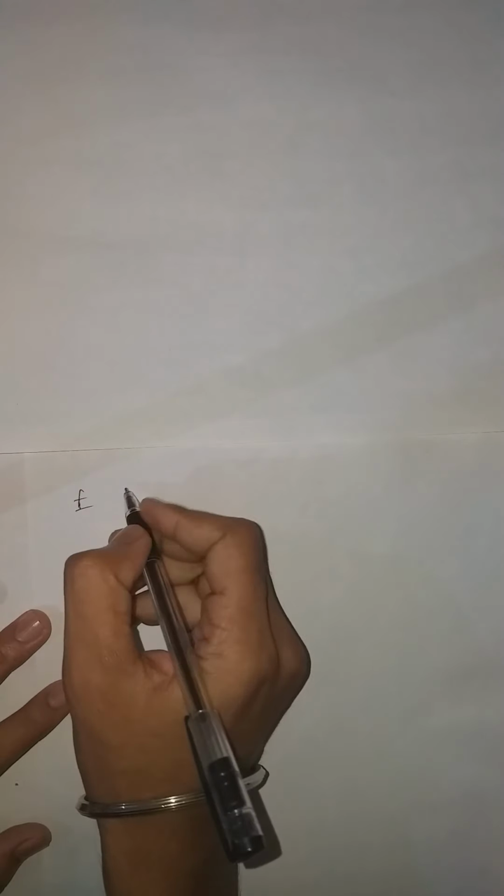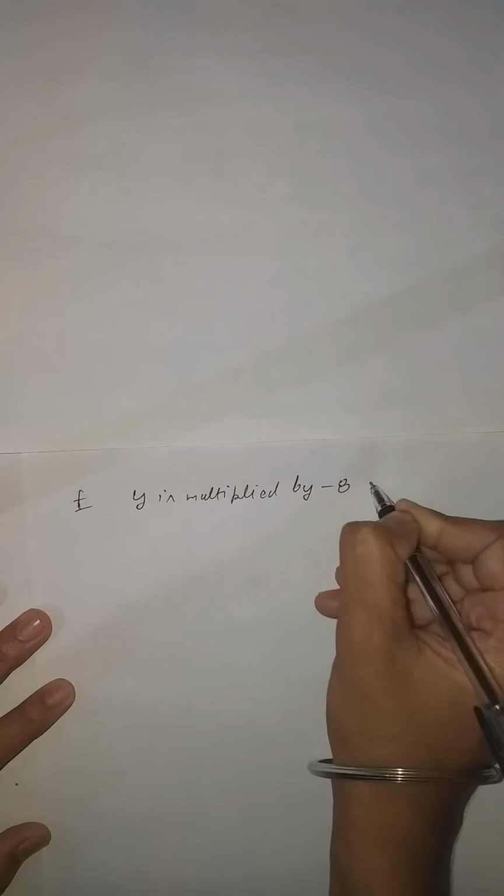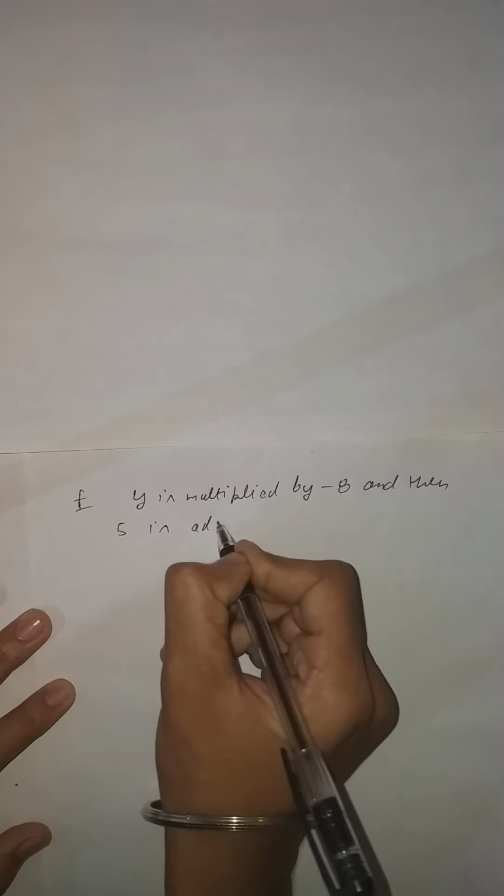Now student, come on. Next question. Next question is given like F. F is given y is multiplied by minus 8 and then 5 is added to the result. Clear student? What is given? Y is multiplied by minus 8 and then 5 is added to the result.